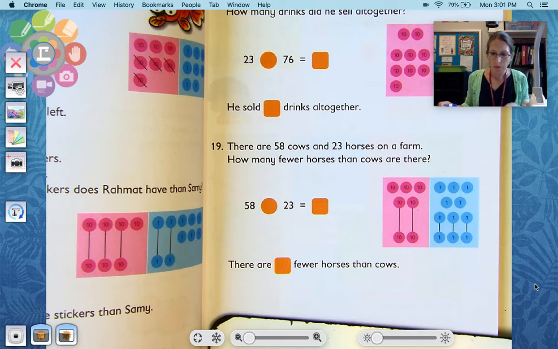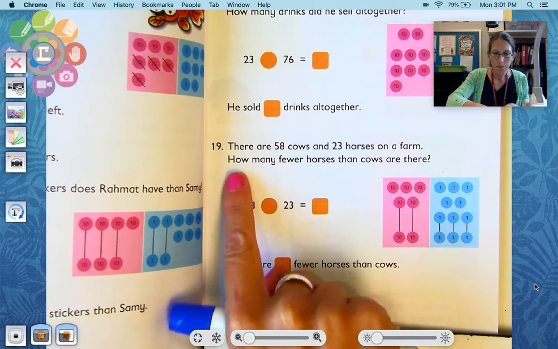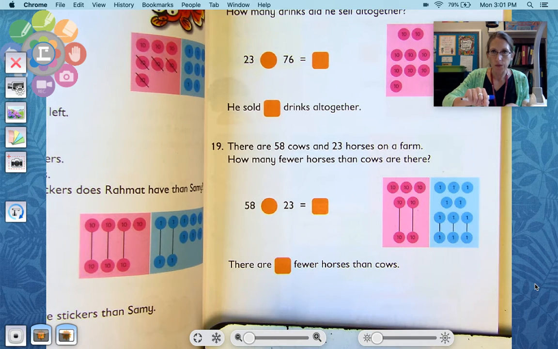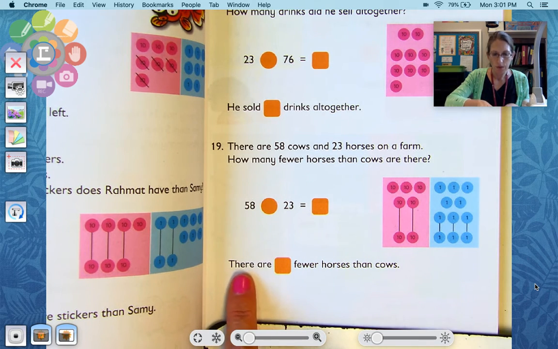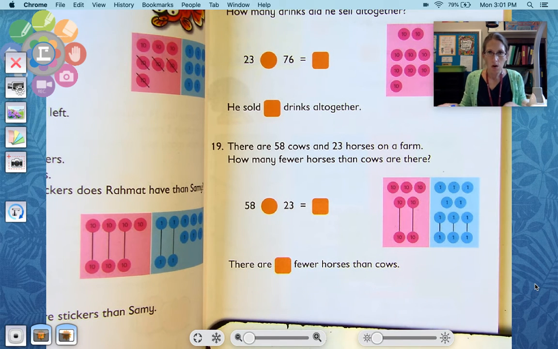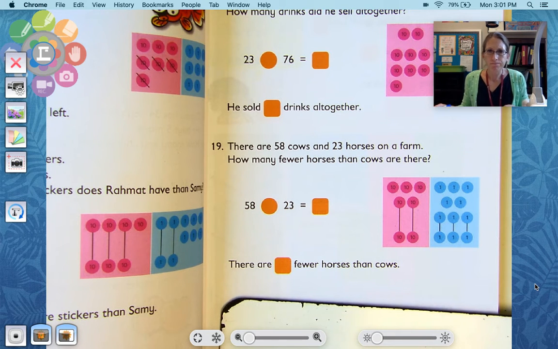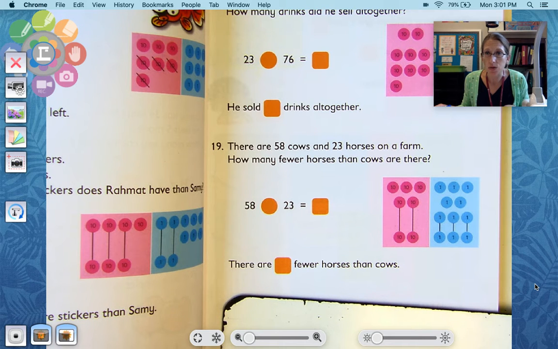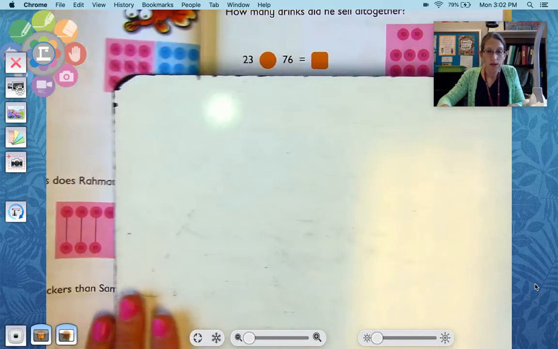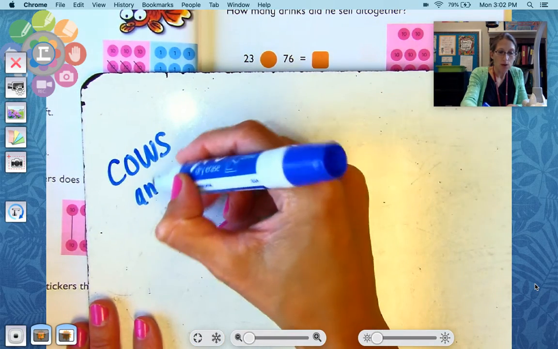So let's see. We read the problem. Let's underline the question. Let's write our answer sentence. Oh, thank you, workbook. There are blank fewer horses than cows. All right, so now let's identify our who and our what. Who, well, I don't know. We don't know who the cows and horses belong to, but we do know our what. So maybe we can call our what cows and horses.